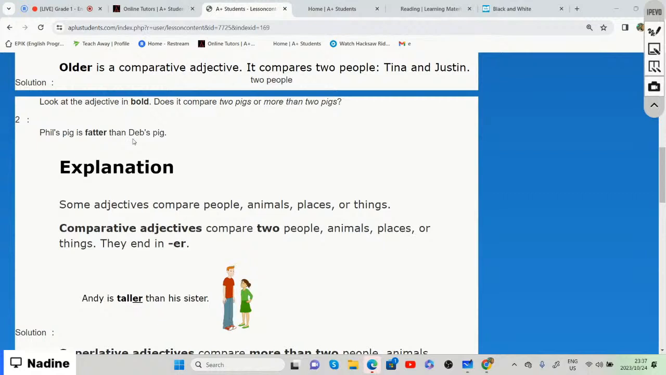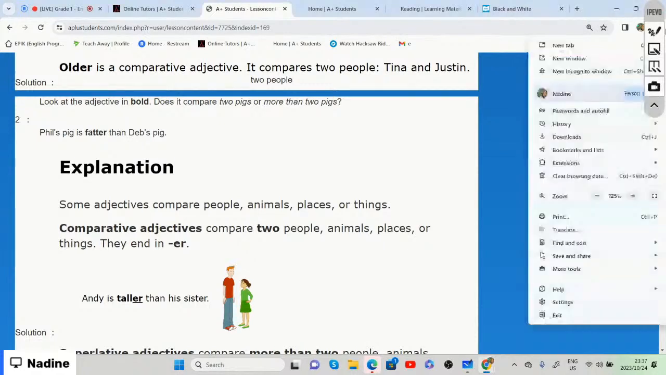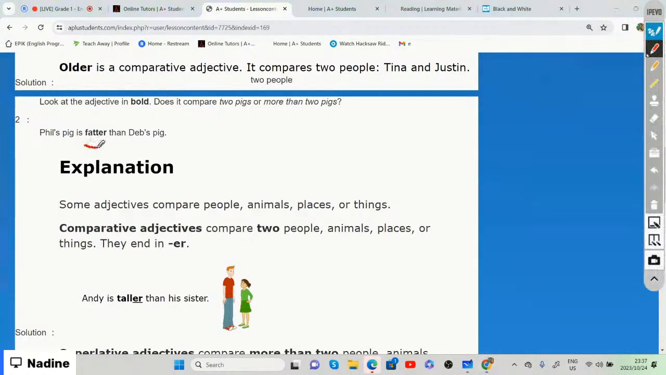So Phil's pig is fatter than Deb's pig. If we compare those two, then we can say it is two pigs that are being compared, because we are comparing Phil's pig to Deb's pig. So we only compare two pigs.